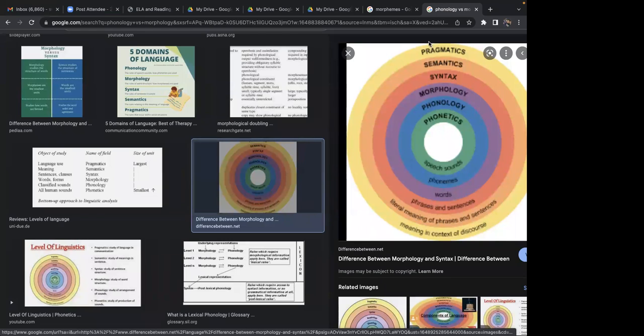So this is a good sort of visual. Phonetics is about speech sounds. Phonology is phonemes. Morphology, words, morphemes, smallest unit. Syntax, phrases and sentences. Semantics, literal meaning of phrases and sentences. Pragmatics, meaning and context of discourse.